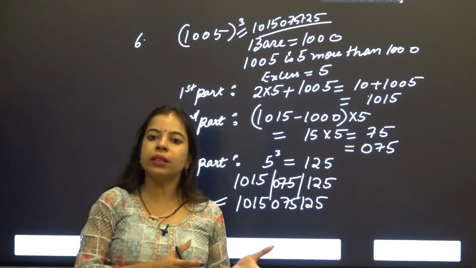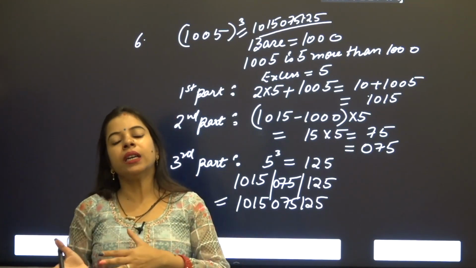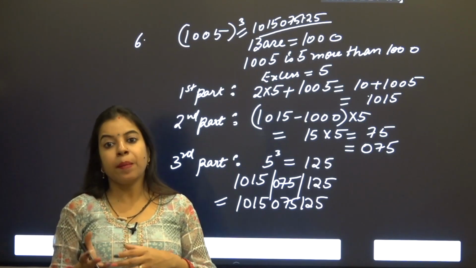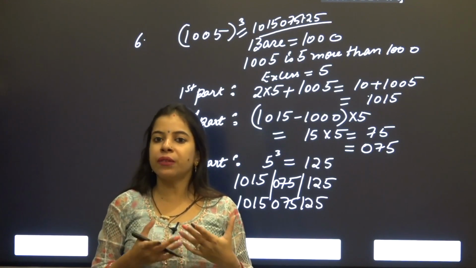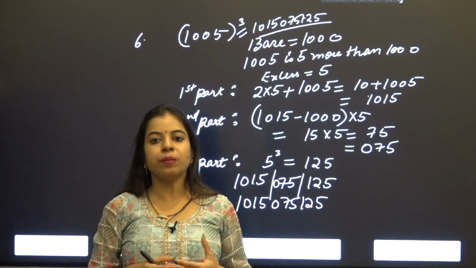So in this manner, we can find the cube of the numbers which are closer to the base. Either they are smaller than the base or they are greater than the base. But they have to be closer to the base. And the sutra that we have used is Yavadunam Sutra.